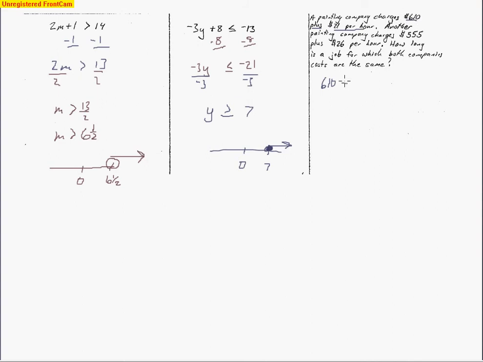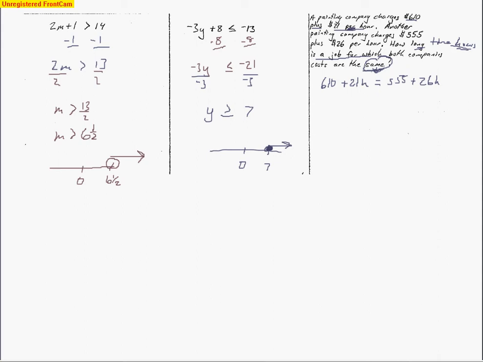So plus 21h. Now I know h goes here because whenever they say per hour, that typically tells me that's my variable term. Well, I go ahead and read the question. It says, how long is the job for which both companies will charge the same? How long? They're talking about time here, so they're talking about hours. So that's the unknown. So we don't know that, so that's where my h goes. So another company charges $555 and $26 per hour. Now notice I put the equal sign in there because of that word same. Same means that we're going to set them equal to each other.